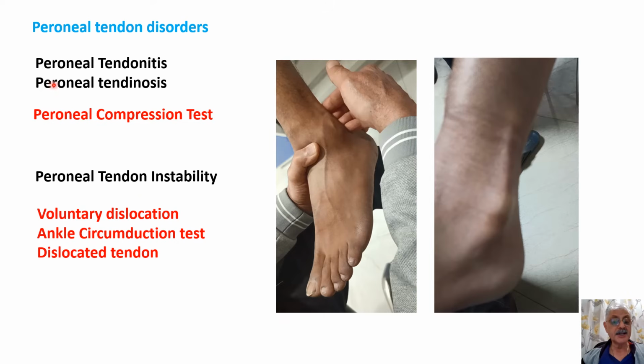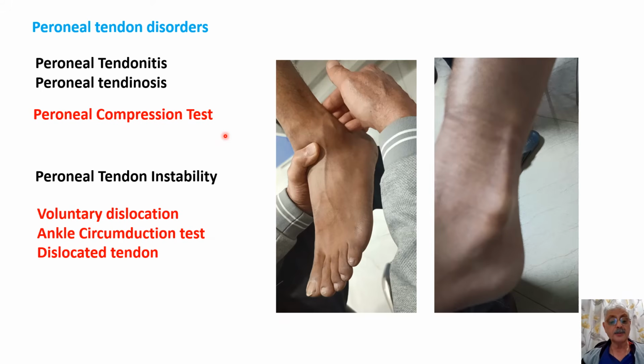Peroneal tendinitis, tenosynovitis and tendinosis are the most common conditions, which are normally appreciated by the peroneal compression test, where the peroneal tendons are compressed against the posterior fibula, and if the patient has pain in this region, then this test is positive.